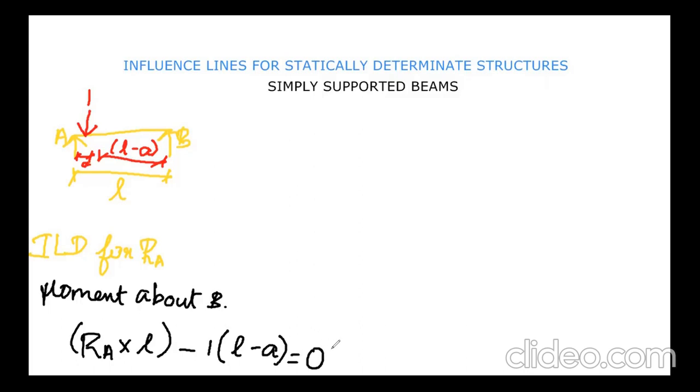We all know that at the hinge support the moment will be 0. So the value of RA is RA equal to L minus a divided by L. We have found the reaction at A.